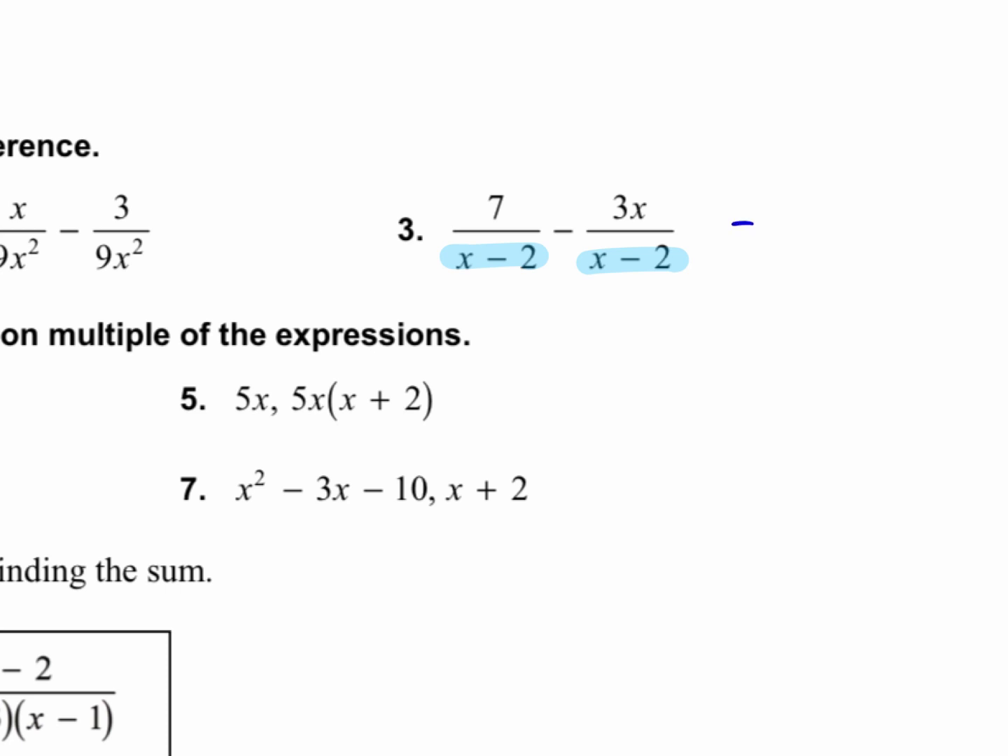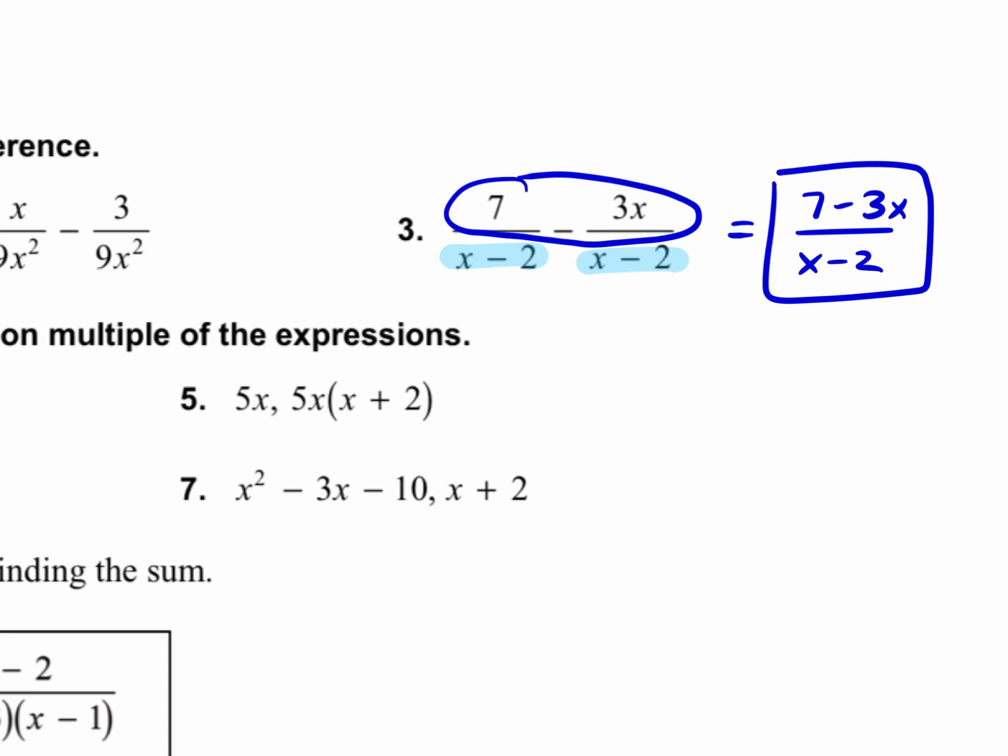The bottom stays the same, and I just subtract the numerators. Can I combine 7 and 3x? No. So it would just be 7 minus 3x. Or if we said negative 3x plus 7, that would be fine too.